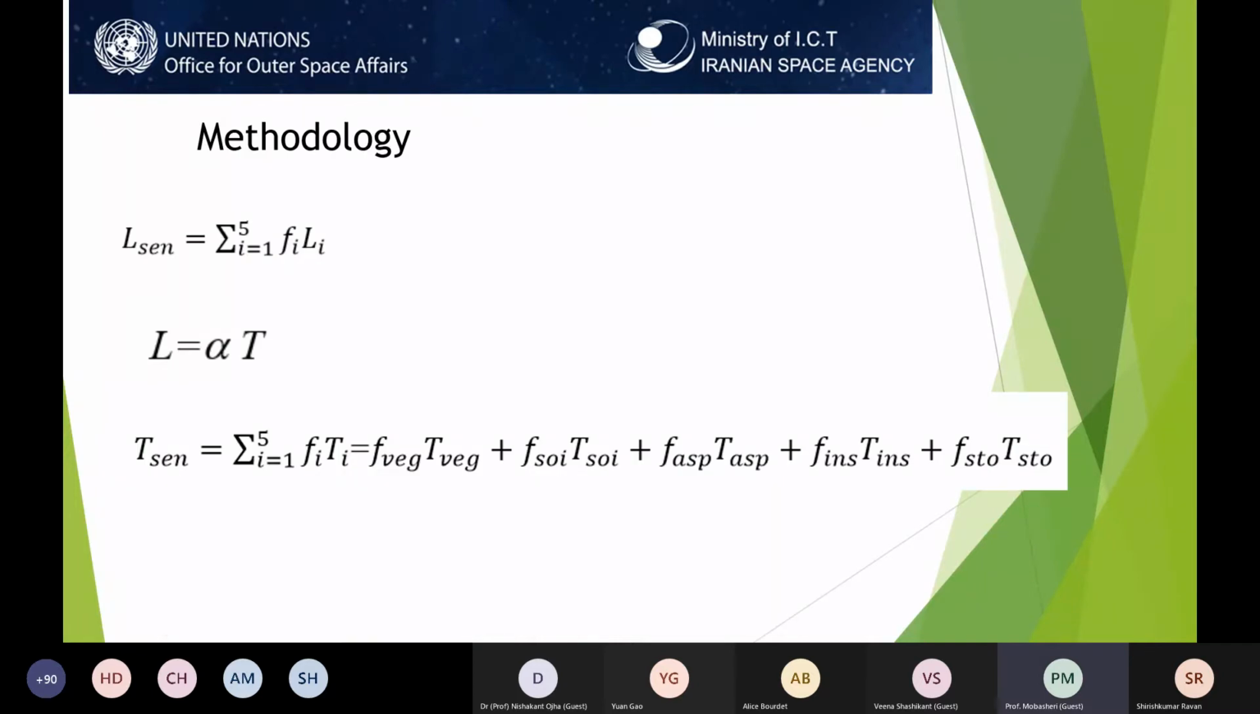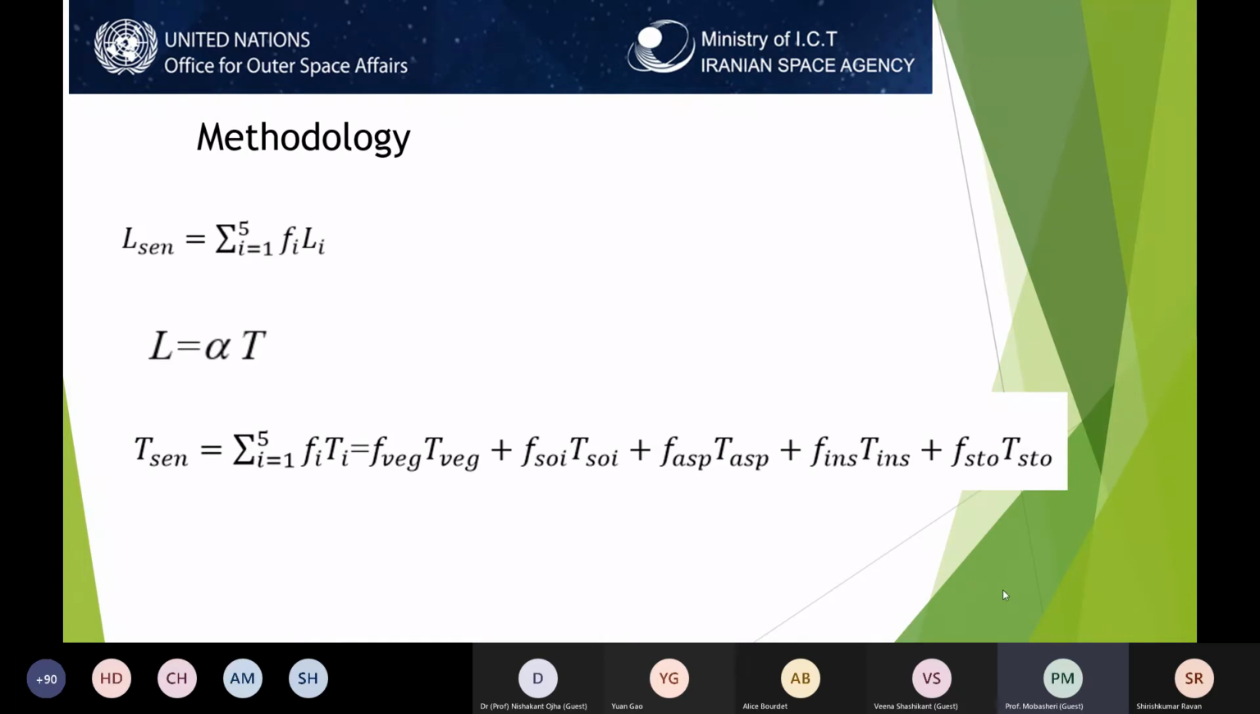What the satellite receives from one pixel is a combination of the emanating radiation from different surface covers, proportional to their fractions. So L of sensor is equal to, let's say, the fraction of vegetation times the radiation emanating from vegetation, and so on and so forth for the other classes.